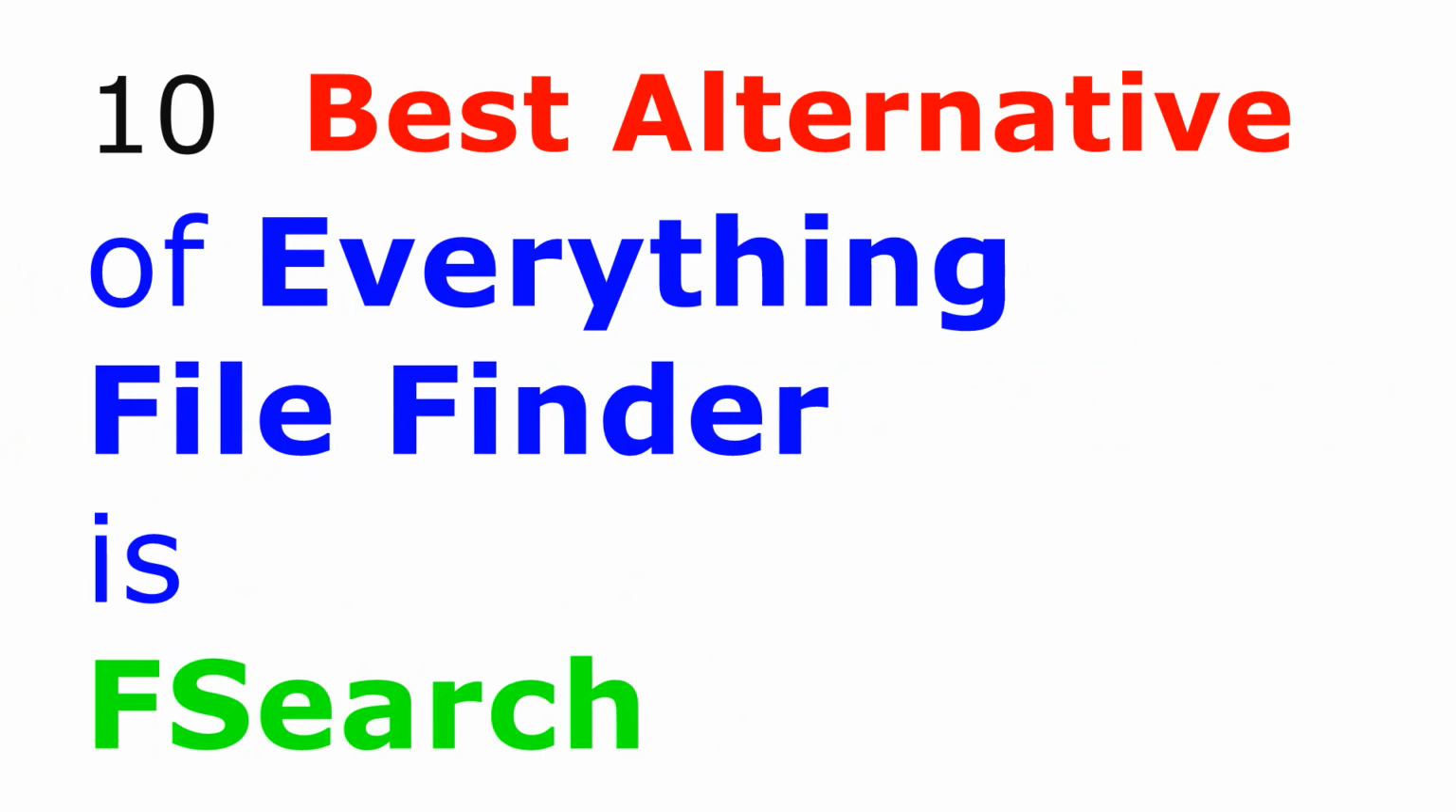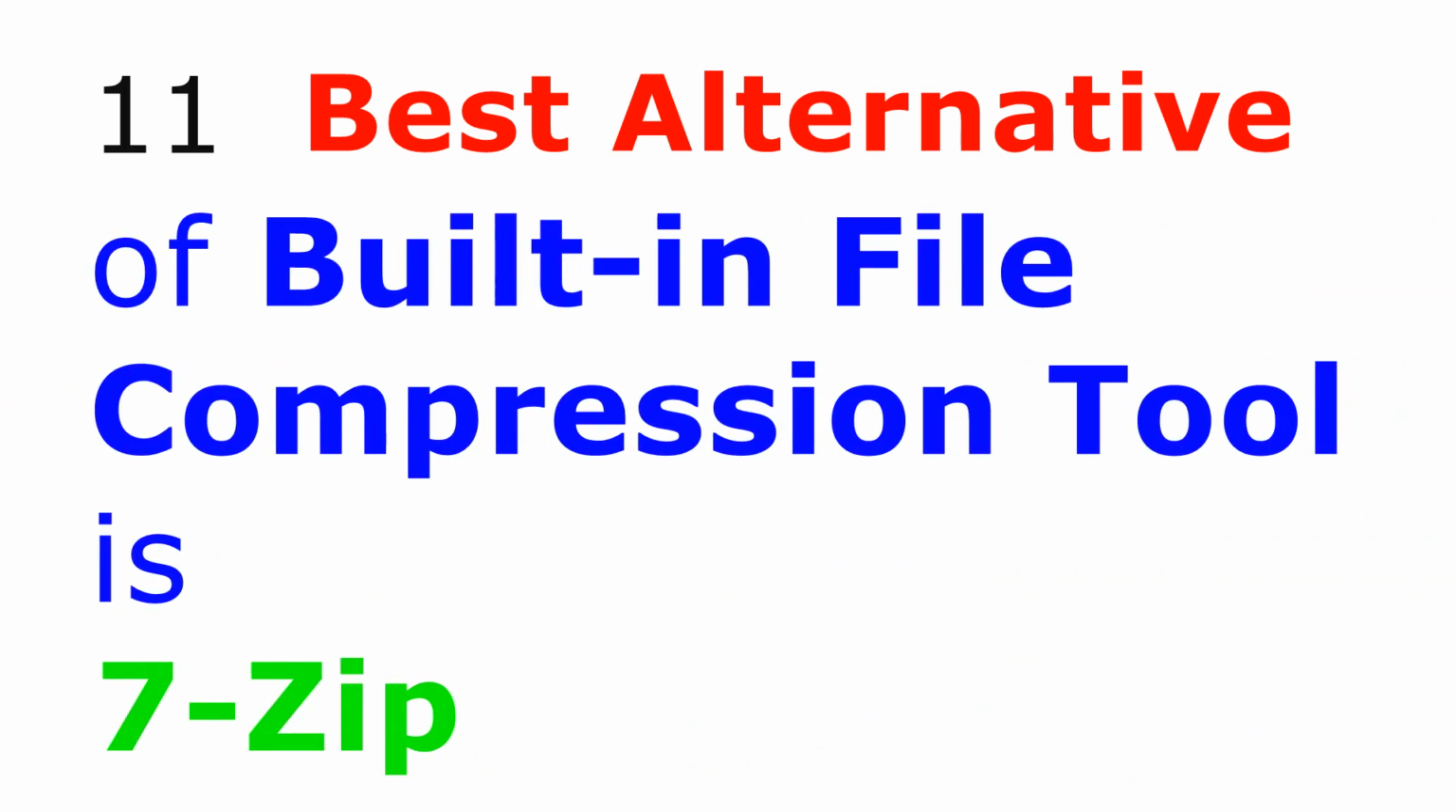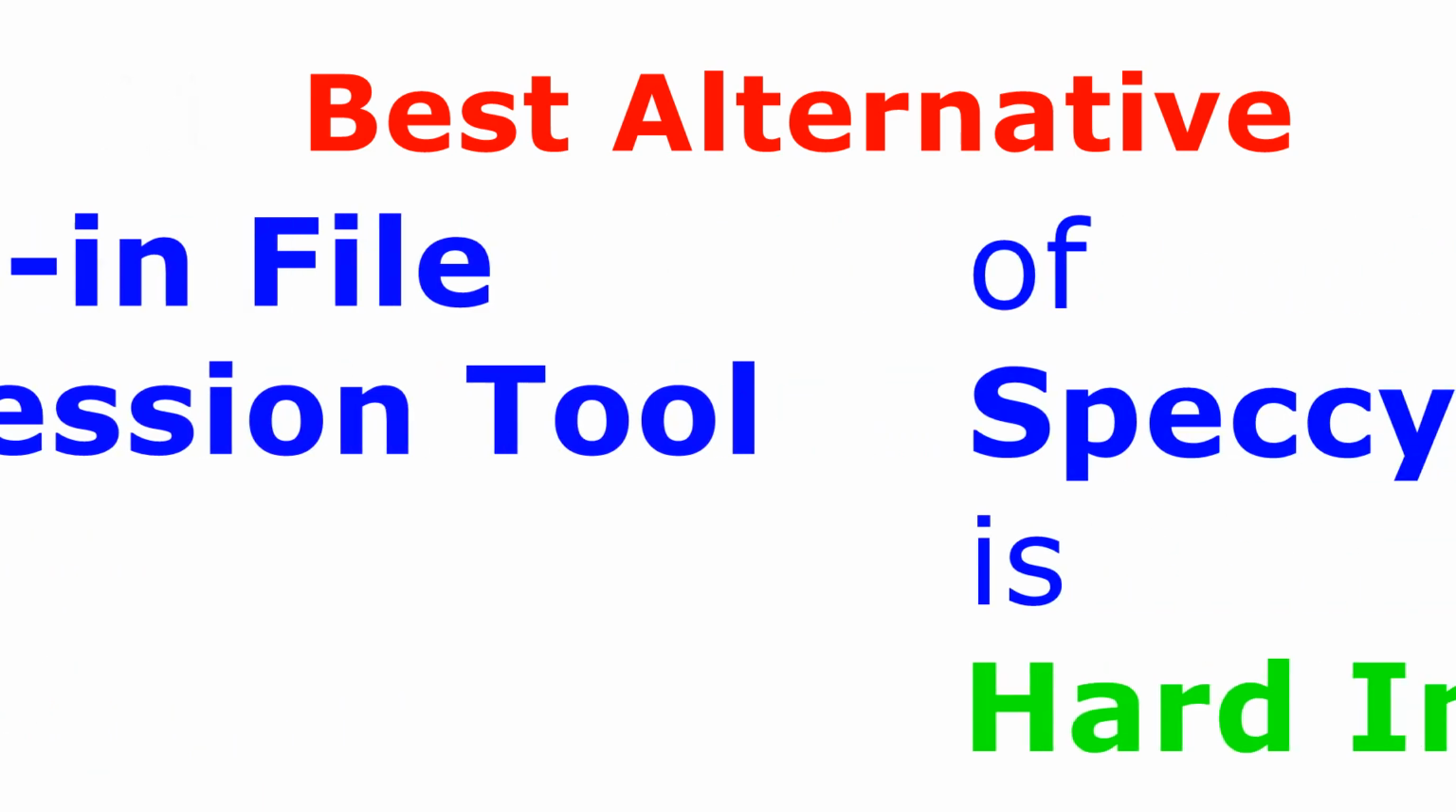Everything is a great free program for finding all types of files on your Windows computer. Fortunately, FSearch can do the same on a Linux computer. Windows comes with a built-in file compression tool, but it only works on zip files. 7-Zip can create or extract zip files, and a dozen other zip type files.